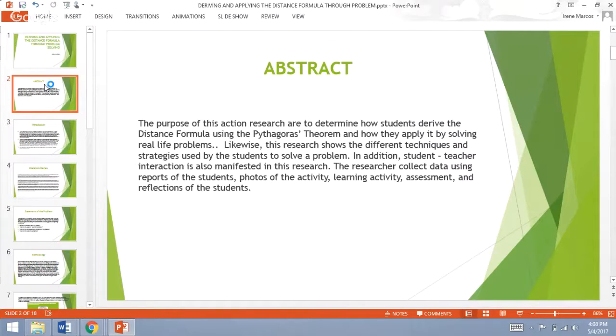Aside from that, this research will also show you the different techniques and strategies used by the students to solve the problem, and some student-teacher interaction that is also manifested in this research. The researcher collected data using reports of the students, photos of the learning activity, assessment, and reflections of the students.